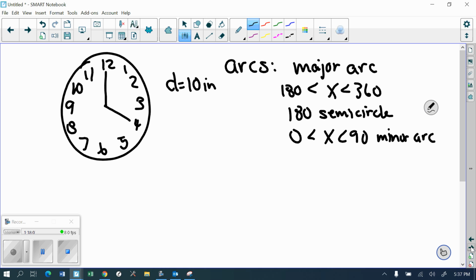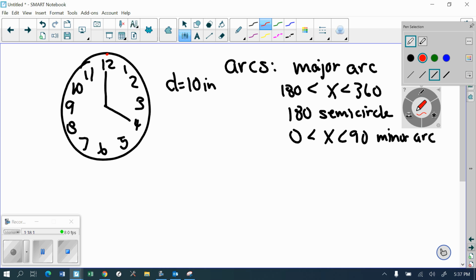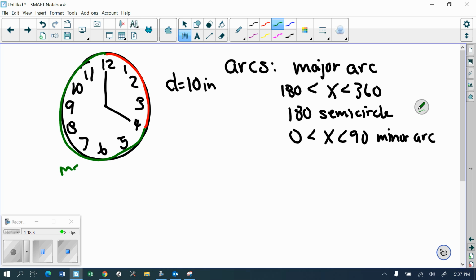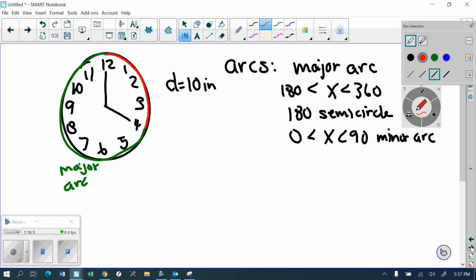Okay, so I have to know the minor arc, therefore, is from here to here. That's the minor arc, because that's between 0 and 180 degrees. If they ask to use the major arc, then I'd be finding this distance from here to here. So that's another reason why I have to know the difference between minor and major arcs. Okay, so minor arc, this is major arc. Okay, red, minor arc.